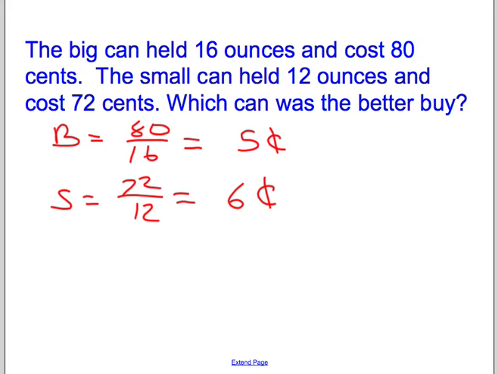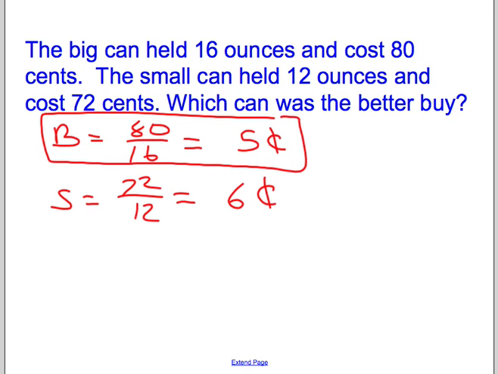Which is a better deal? Which one is cheaper per ounce? The big can, because it's cheaper per ounce. If you only had 72 cents, what would you have to do? You'd have to buy the small one. But if you have the 80 cents, then you can buy the big one, give or take a little bit for tax.